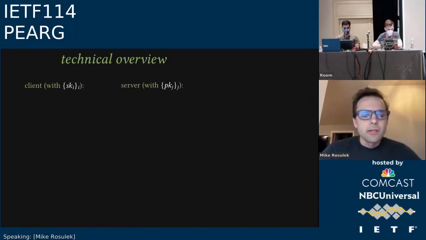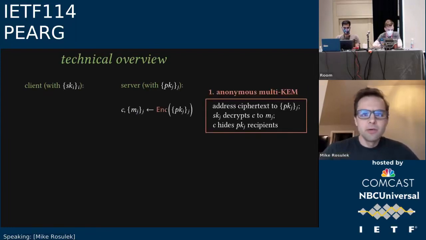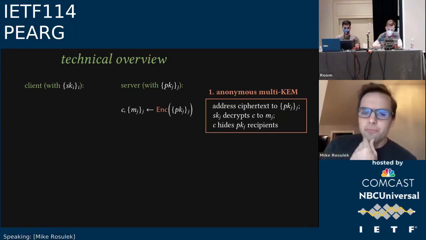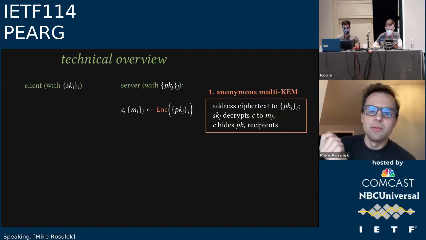Let's see. So hopefully I have time to give a very high-level technical overview of how the protocol works. It just has two main components. The first component is what we call an anonymous multi-KEM. Basically you can think that the server generates a ciphertext addressed to a set of public keys, and the ciphertext is C. While generating that ciphertext, the server knows that somebody who has secret key J will decrypt this message to message MJ. So the server learns all these MJ messages.